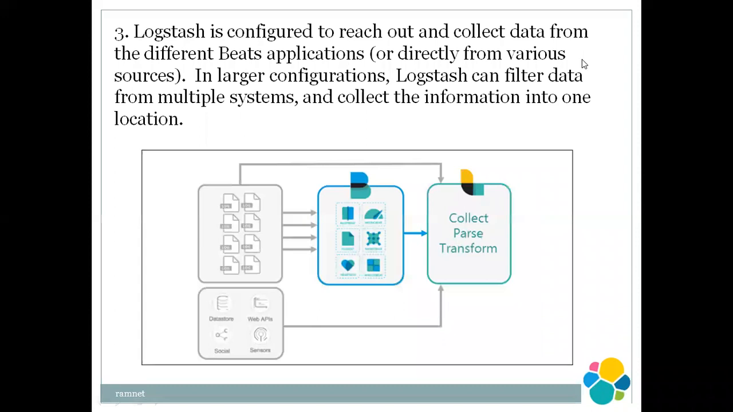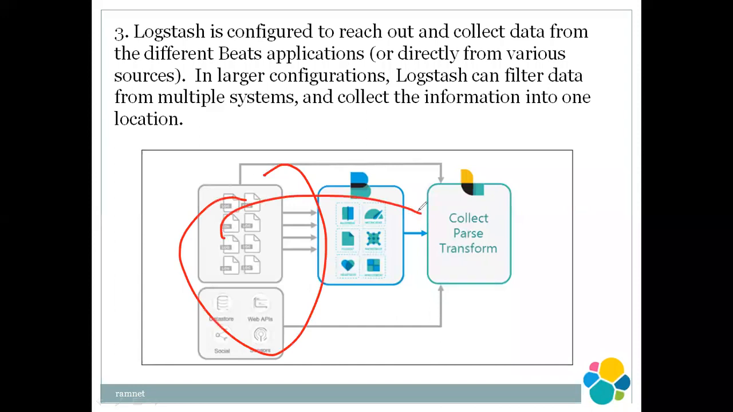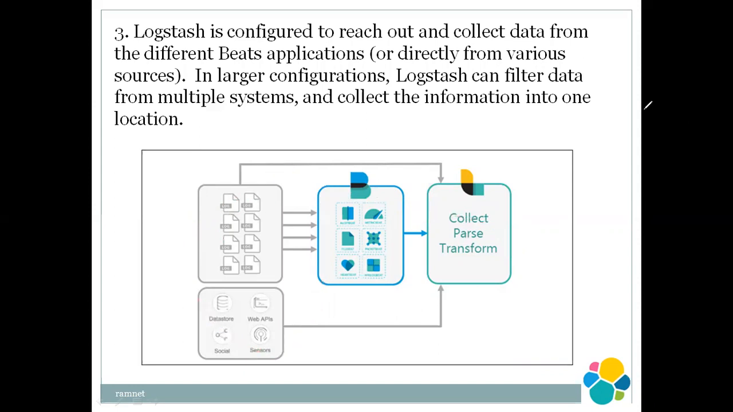Then the next point. Logstash is configured to reach out and collect data from the different Beats applications or directly from the various sources. In larger configurations, Logstash can filter the data from multiple systems and collect the information into one location. You see that? This is how it is collecting here. Different types of data, it's collecting it and keeping it in a parsed form in the place like that. Okay, we'll go to the next slide.